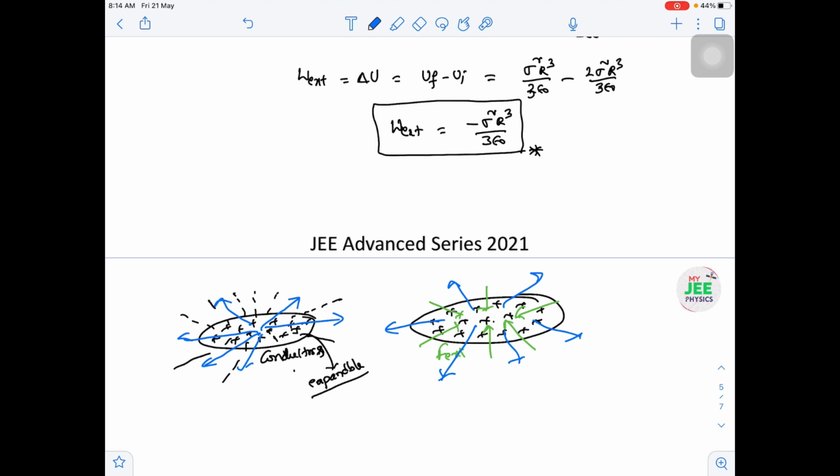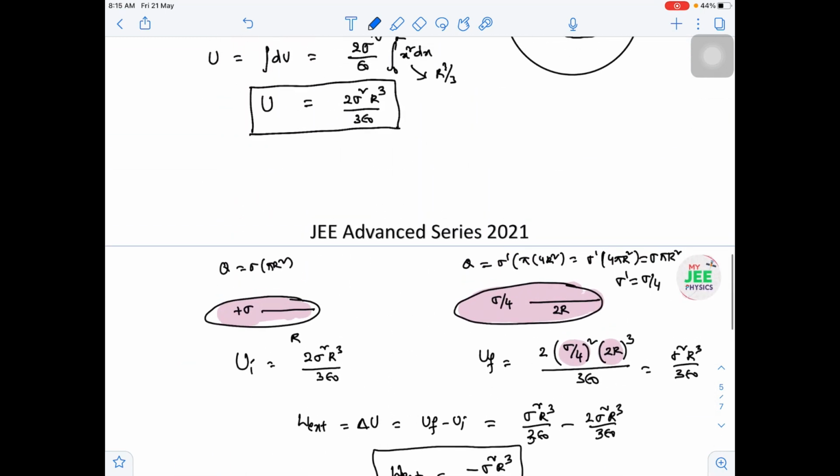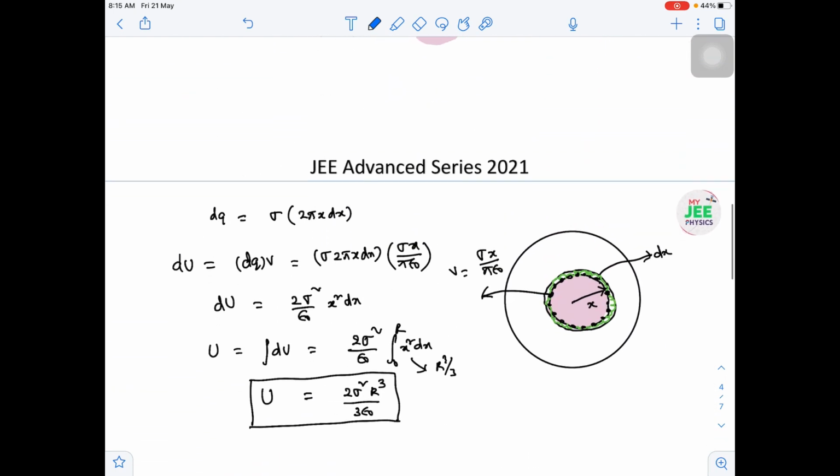Please let me know in the comment section if you have any doubt. So we are applying the force opposite to the actual displacement or expansion of any particle in the disk. So that's why we will get negative work done. So this is some explanation for the negative work done. Hope you understood the self energy of the disk.